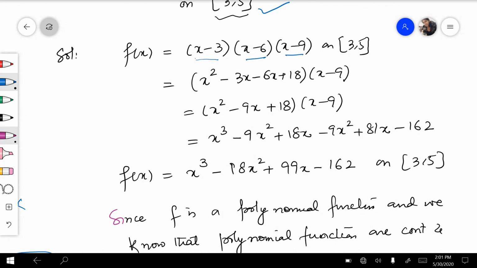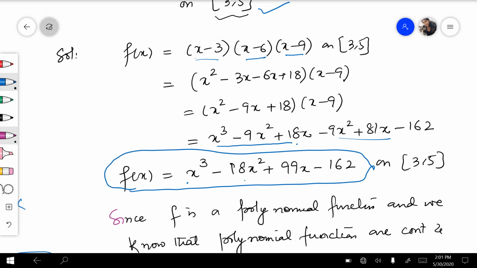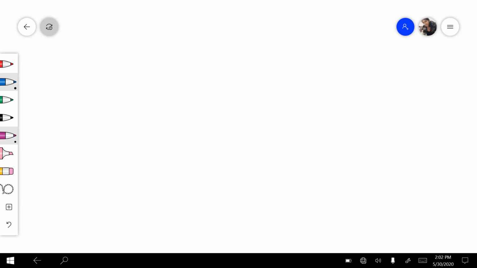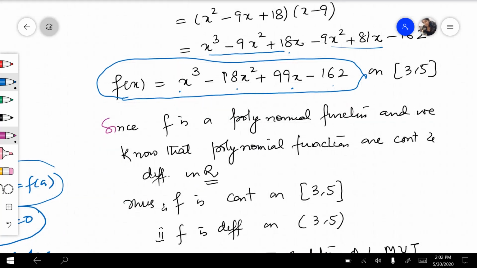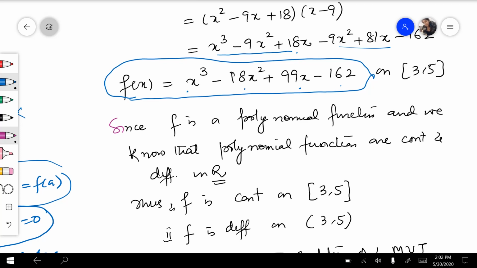इसको सिंप्लीफाई करने के लिए हम इनको मल्टीप्लाई कर लेते हैं, जिससे मेरे पास क्या आ गया, x cube minus 9x square minus 18x and so on, which again simplifies to x cube minus 18x square plus 99x minus 162. अगर आप इसको देखें तो ये हमारे पास क्या है, पॉलिनोमियल फंक्शन। एज वी नो दैट पॉलिनोमियल फंक्शन इज कंटिन्यूअस एंड डिफरेंशिएबल इन R.